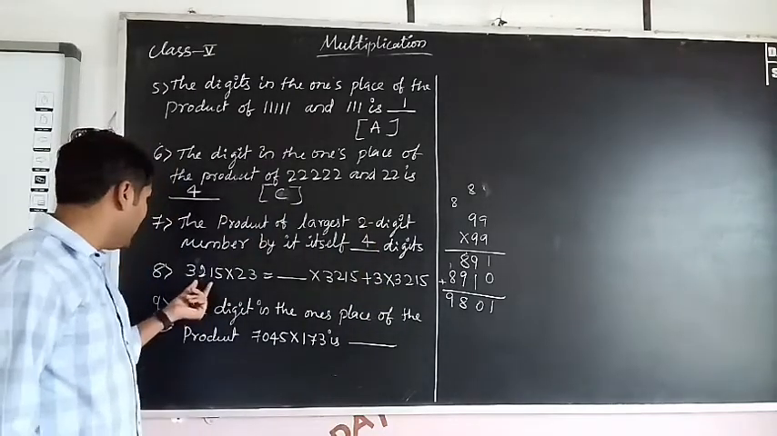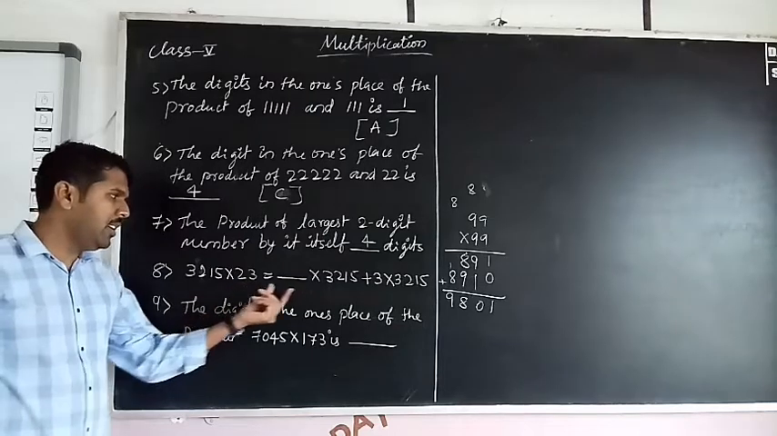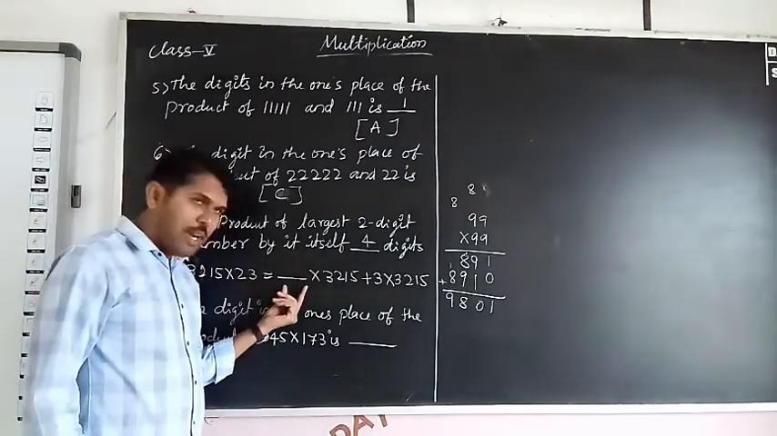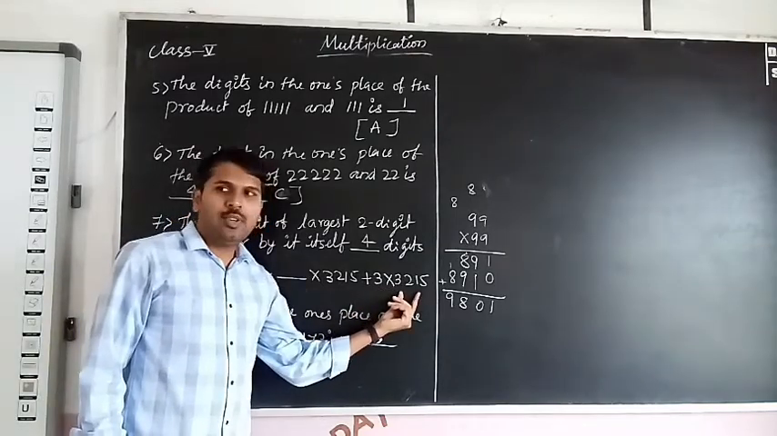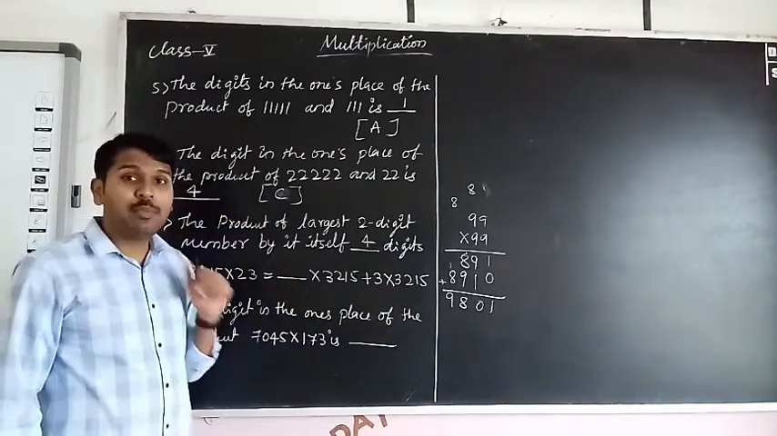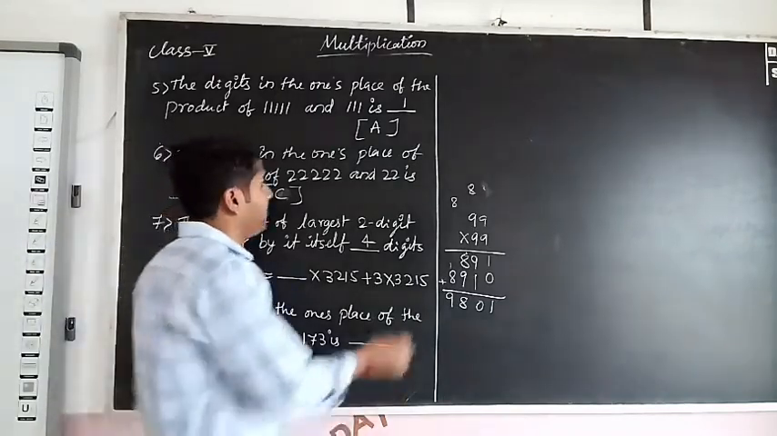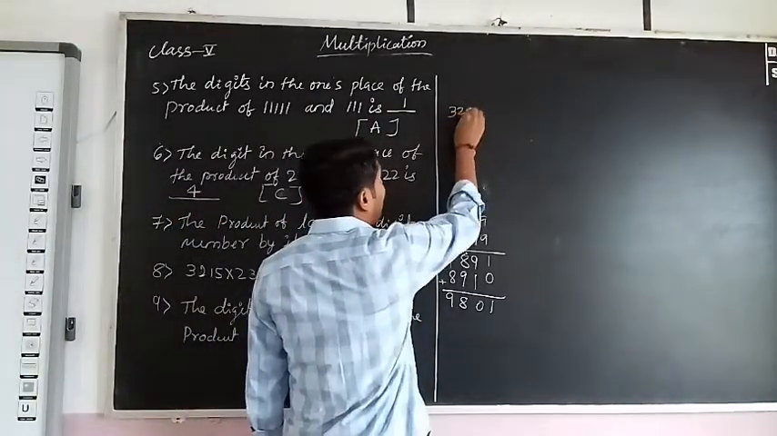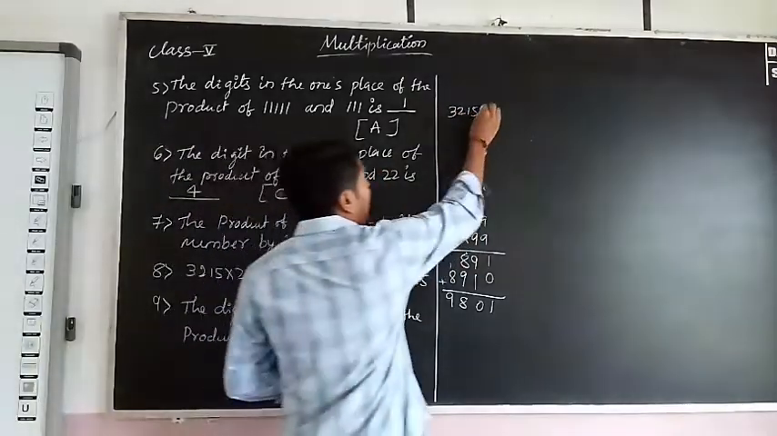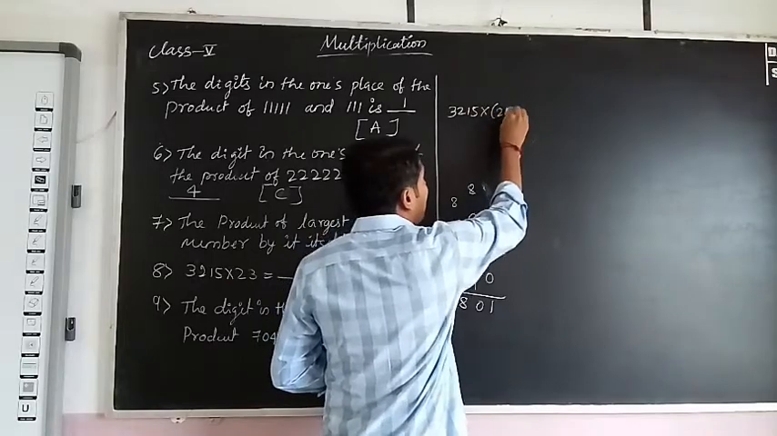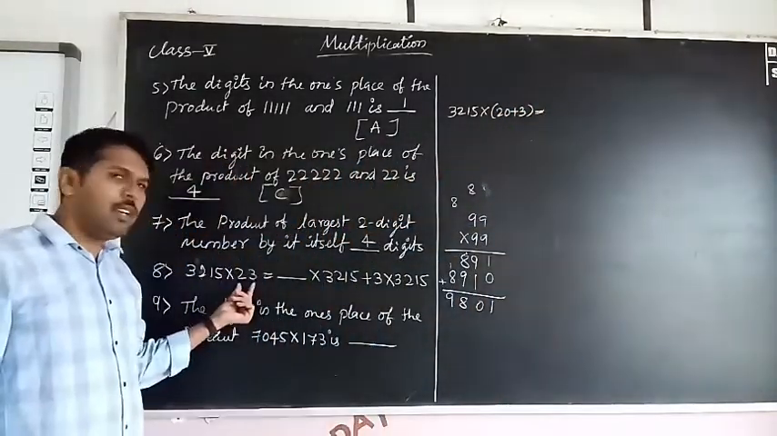So next, 8th one. Multiply 3215 into 23 equals to blank into 3215 plus 3 into 3215. So this is one property. Which property? This is the distributive property. So how to write that one? Here, 3215 is there, no? Into we have written 23. We can write it as 20 plus 3. 23 as 20 plus 3.